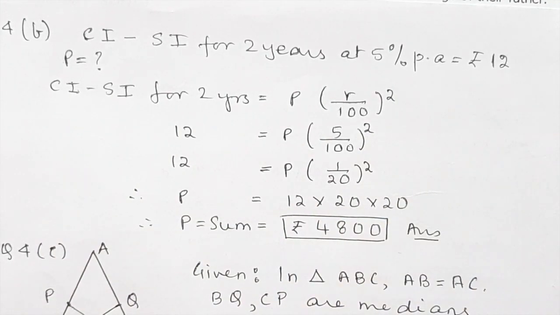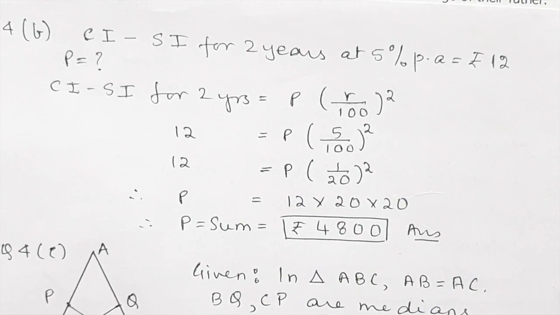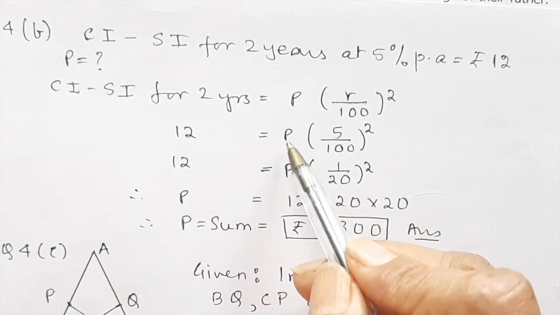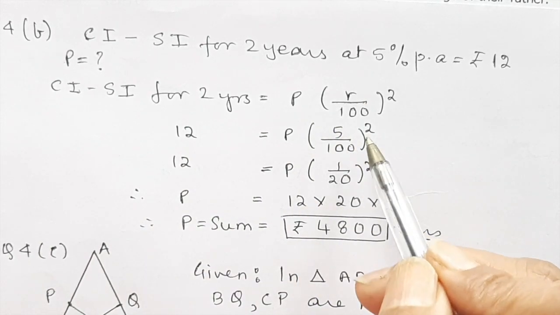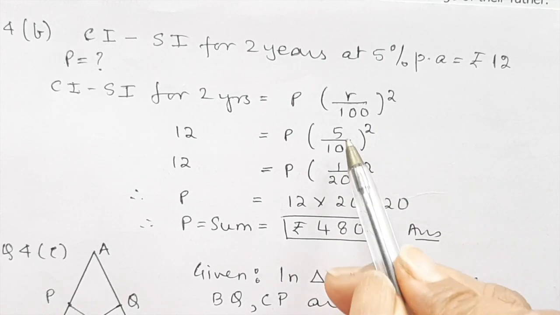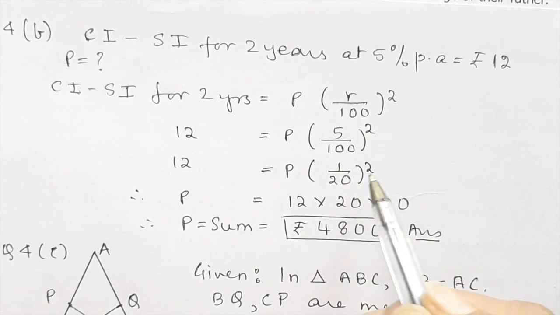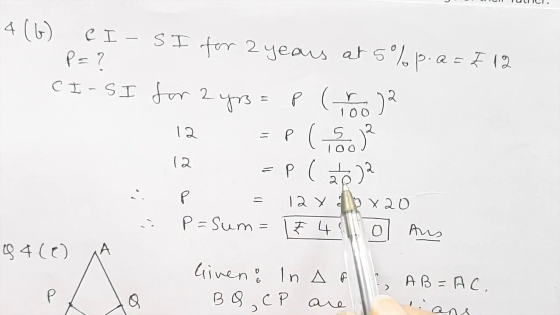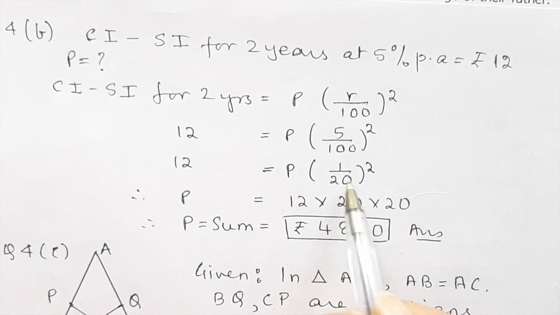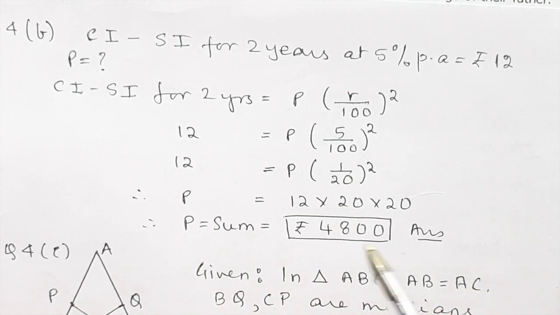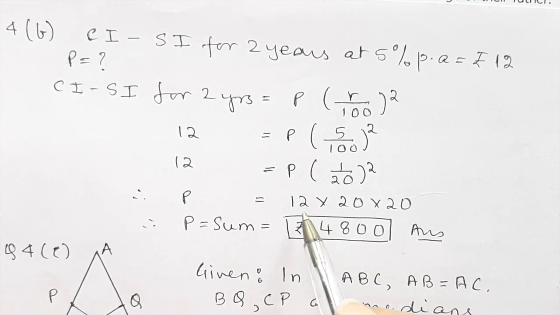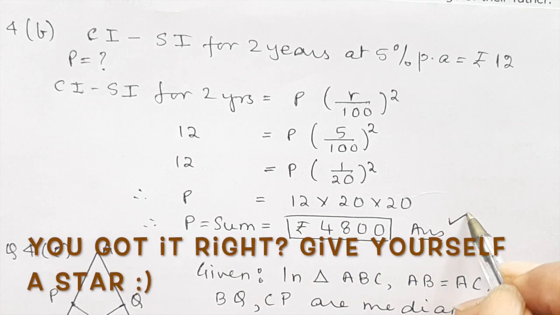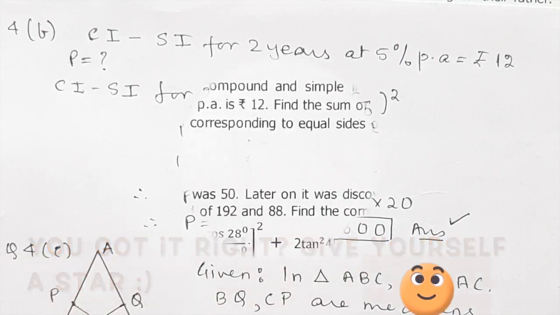There is another method also, but that will be slightly longer. So I will not be using it. So I will substitute this as rupees 12. Principal I don't know. Rate is 5%. And bracket to the power 2. So this becomes 1 upon 20 whole square, and here this is 12. Bring this side. So P is equal to 12 into 20 into 20 upon 1 obviously. So we will have principal equal to 12 into 400, which is rupees 4,800, and that is our answer.